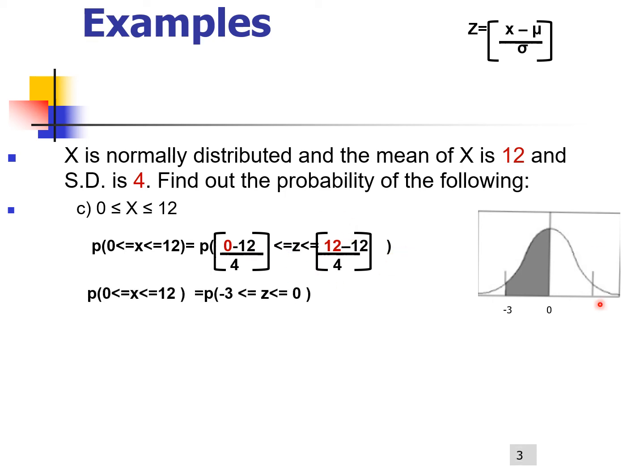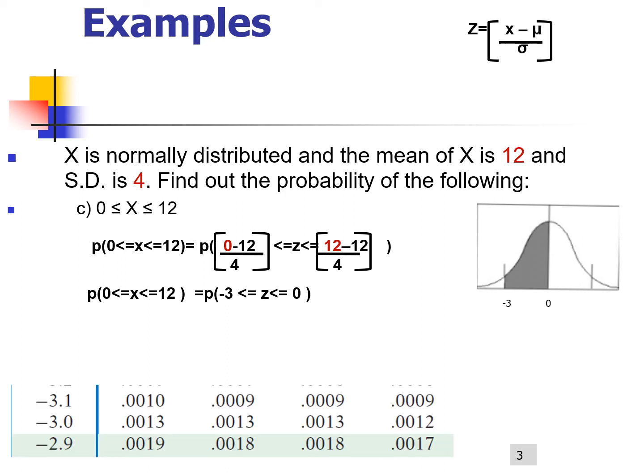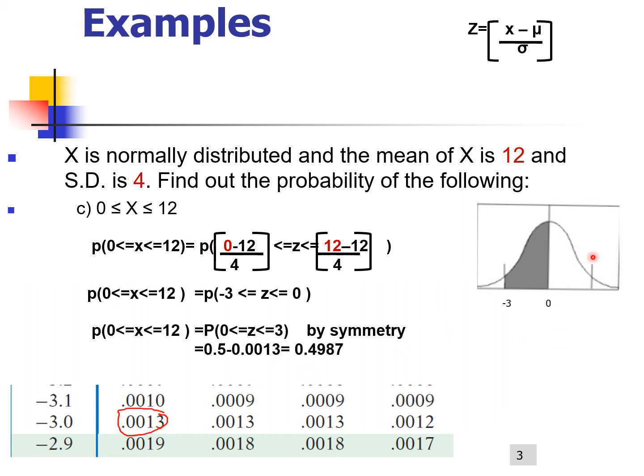What is it coming to? This is reducing to minus 3, and this is reducing to 0. So now we have to find the area between the z value minus 3 and 0. Let's go and see the table to find it out. If you see the table over here, it shows that the area to the left of the minus 3 value is 0.0013. Now we want the area only from minus 3 to 0, right?